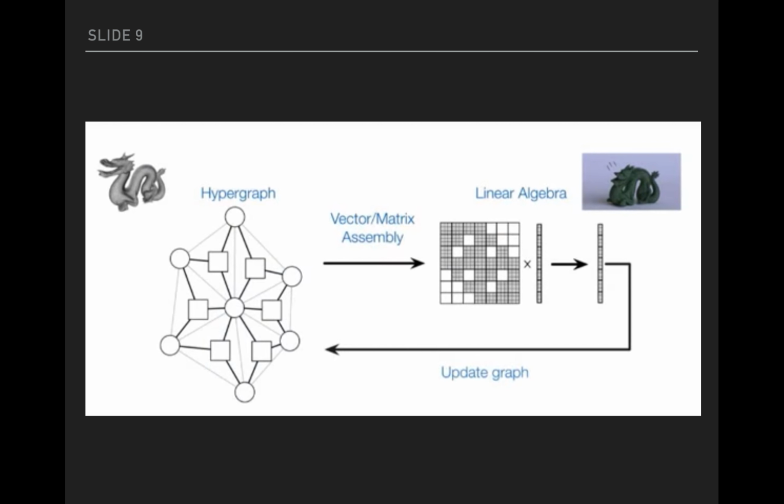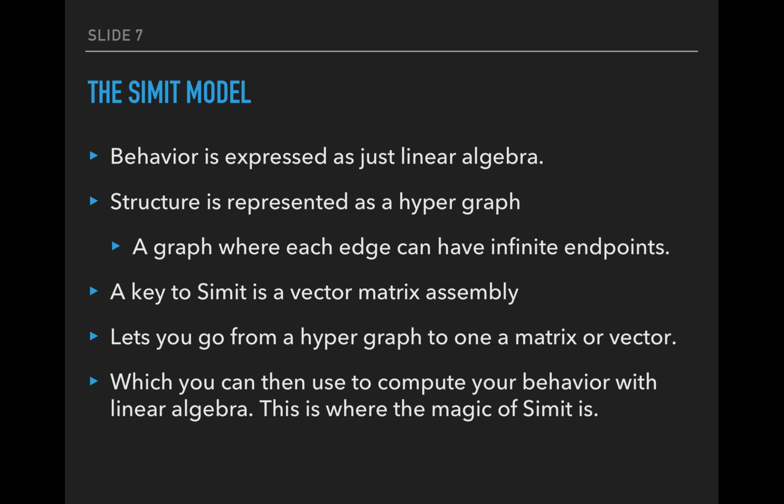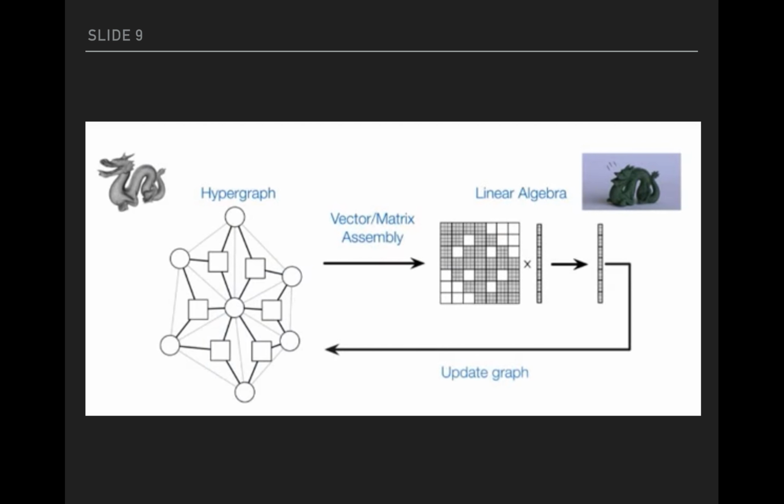Here's an example of what I talked about on slide 7, which is a SIMIT model. You have a hypergraph, in this case the dragon. This represents the look of it. That automatically maps to a vector matrix assembly, which you can apply linear algebra to, right? And this then updates the hypergraph. This is a very tight loop. It's very quick and fast, and it doesn't require you to switch between these two separate things, which is working with the structure and the behavior. It's all integrated in one loop.